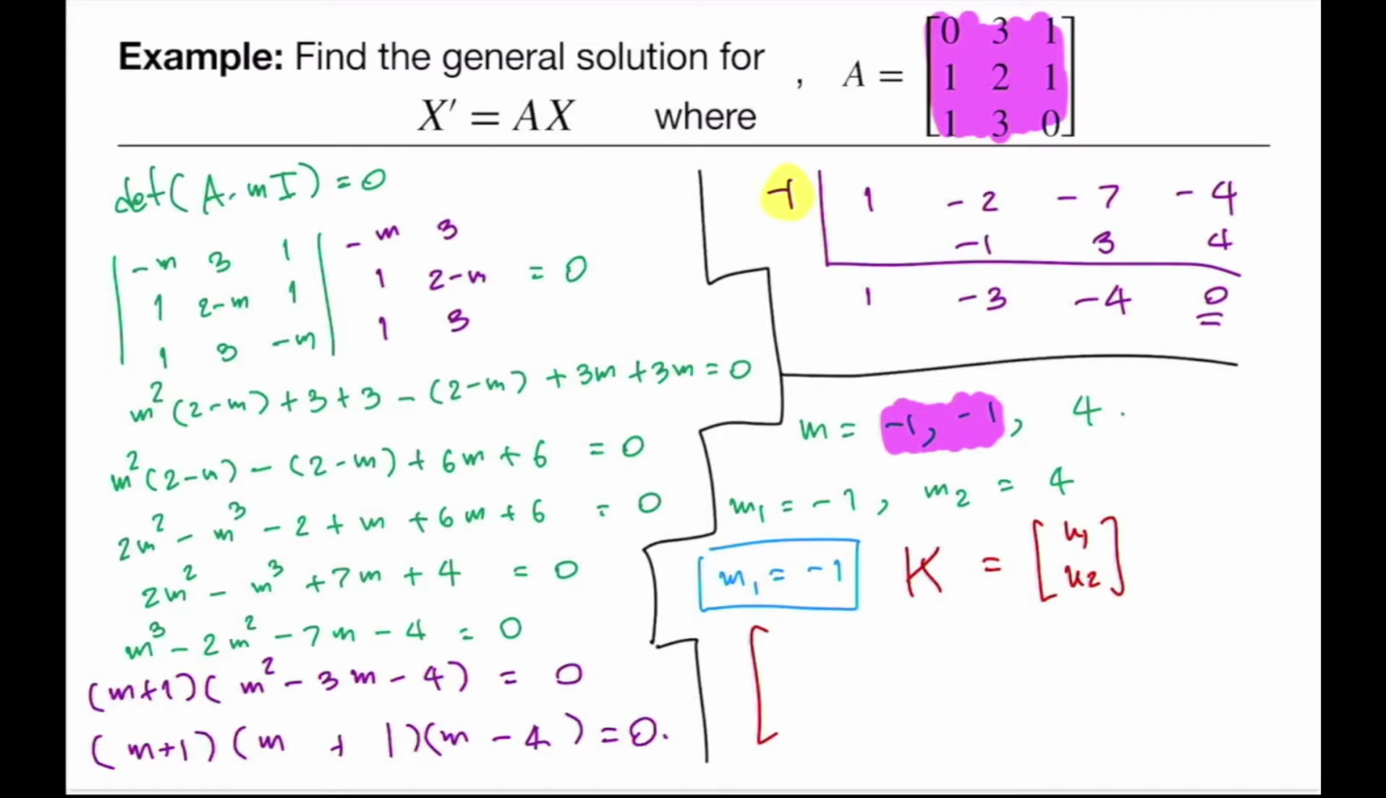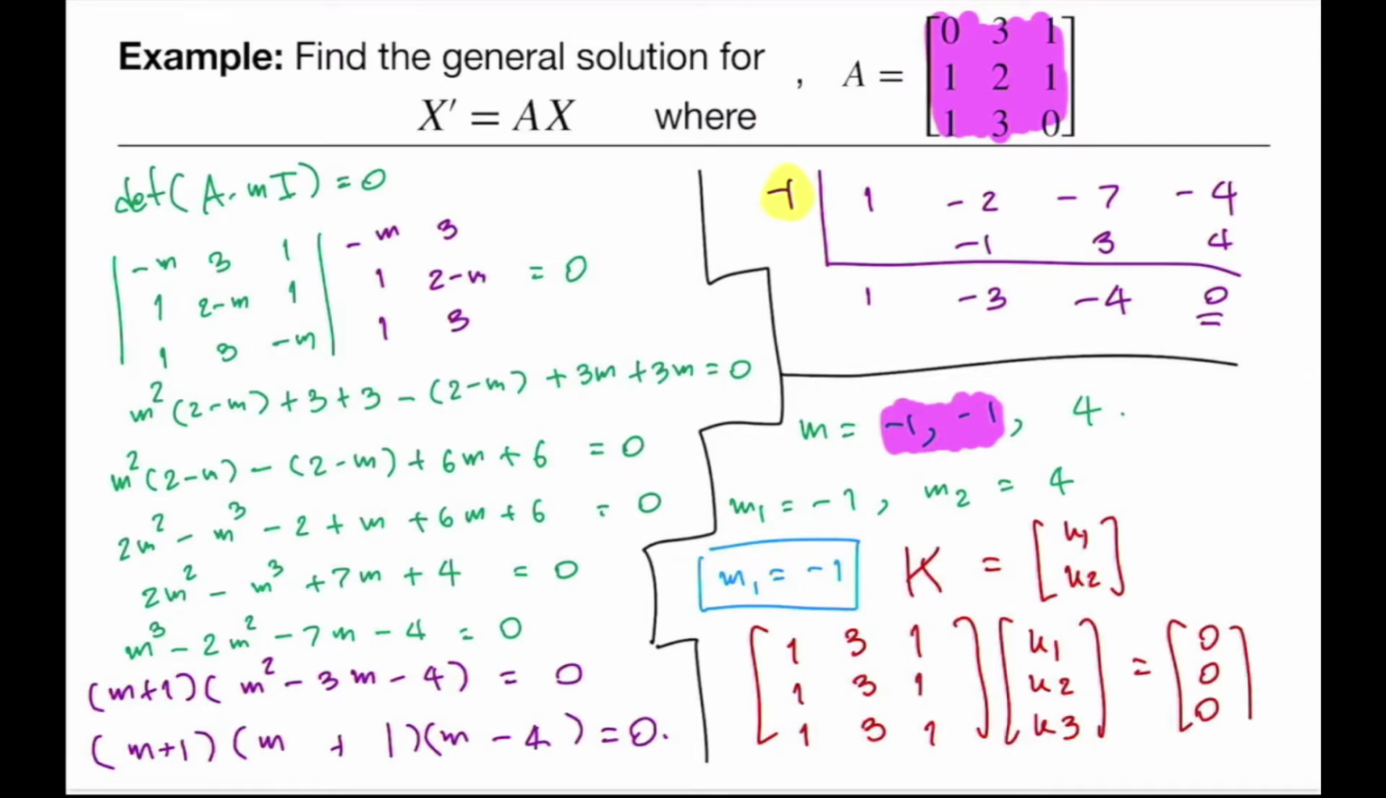K, a minus m. So it would be a minus minus 1, right? So that would be 1, 3, 1, 1, 3, 1, and 1, 3, 1. And then you get k1, k2, k3 equals 0, 0, and 0. Guys, I'm so sorry. Right now, the dimension is 3 times 3. So, your k is not k1 and k2. You need to have k1, k2, and k3. Because it's 3 dimensions, right? We have 3 independent variables.